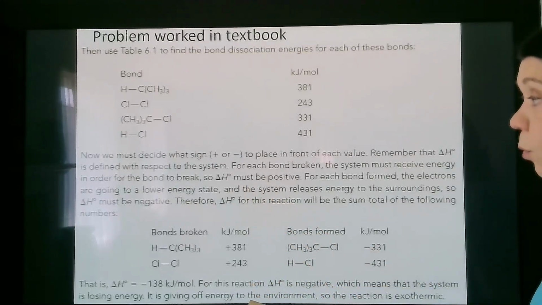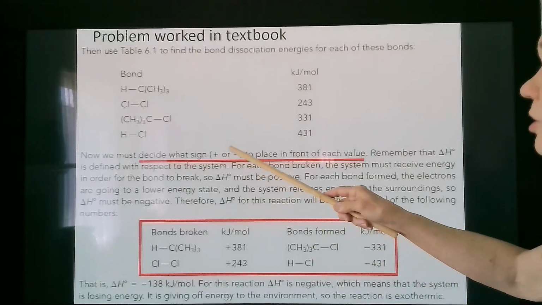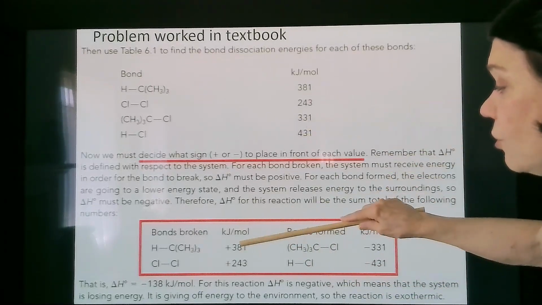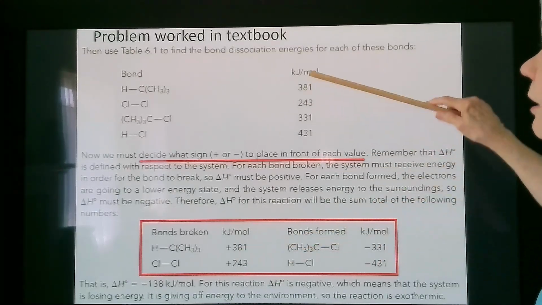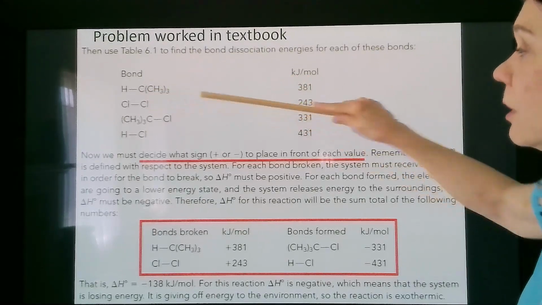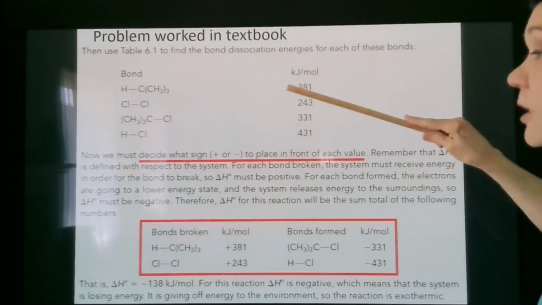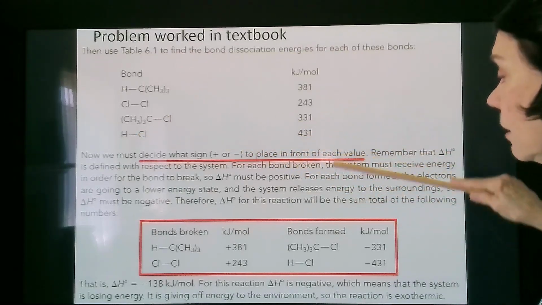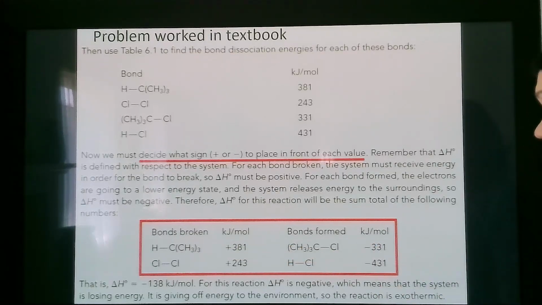So you can work through this by adding these up, and it will tell you whether you put a positive sign or a negative sign in front of each value. So here are the values, and you have to decide whether you're going to put a positive sign or a negative sign in front of each one, because you'll look at it and you'll say, well, this bond is being broken, so positive, positive. This bond is being formed, so negative, negative. If a bond is broken, you're going to go uphill in energy. If a bond is being formed, you're going to go downhill in energy. So you put a negative sign if it's downhill, a positive sign if it's uphill, and then you add the whole thing together.